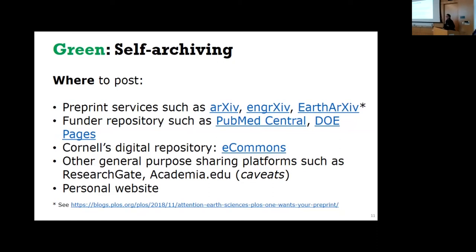Another option is Cornell's digital repository, eCommons, which I just mentioned. Anyone with a Cornell affiliation can post something there. And then there are these other general purpose sharing platforms like ResearchGate and academia.edu. I have caveats noted there because it's important to know that these are commercial services. The domain name of academia.edu notwithstanding, they actually got that domain name before it became a requirement that it only be assigned to educational domains. So it's a commercial outfit in spite of their name.